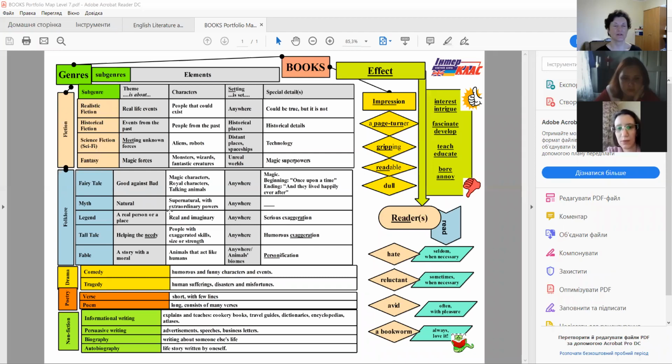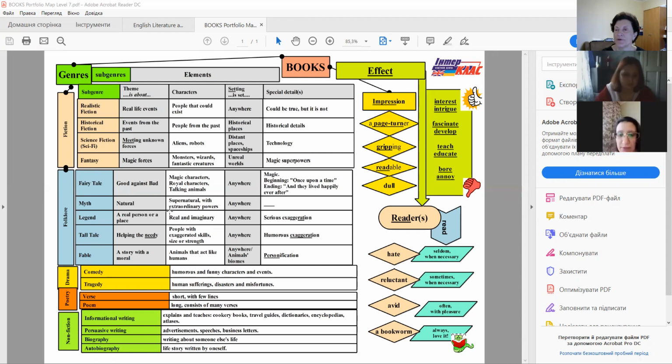Okay, good. Natalia, myths. The theme of myths is natural elements or natural disasters. The characters are supernatural with extraordinary powers. The setting is anywhere, and there are no special details.